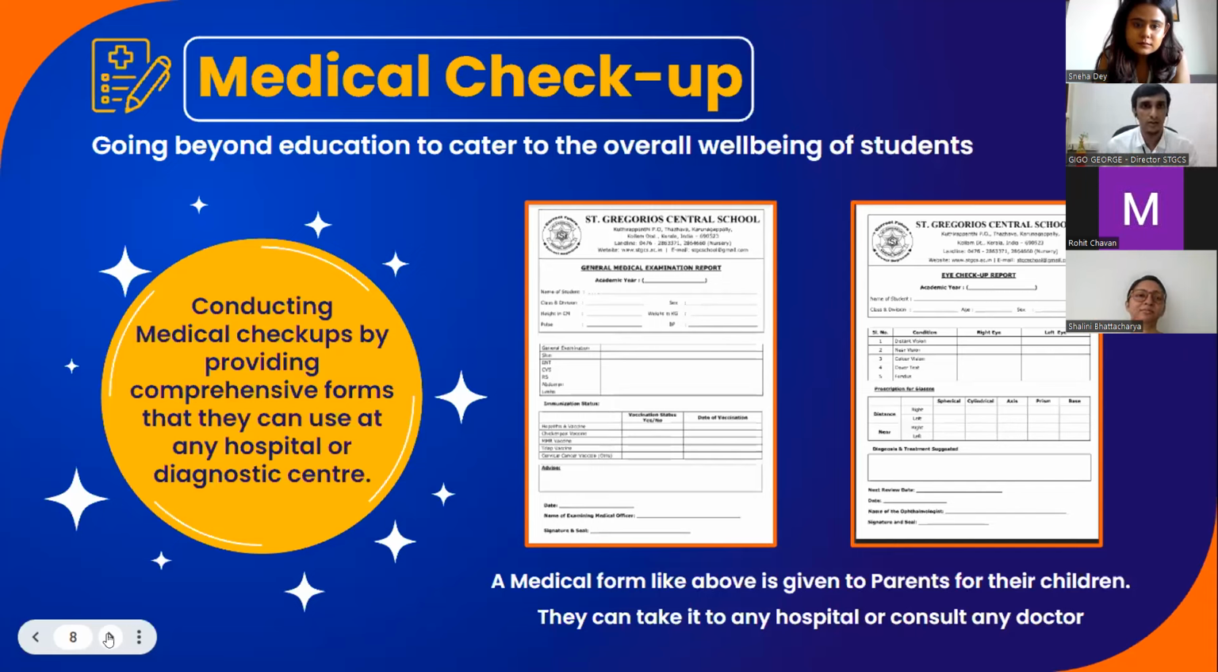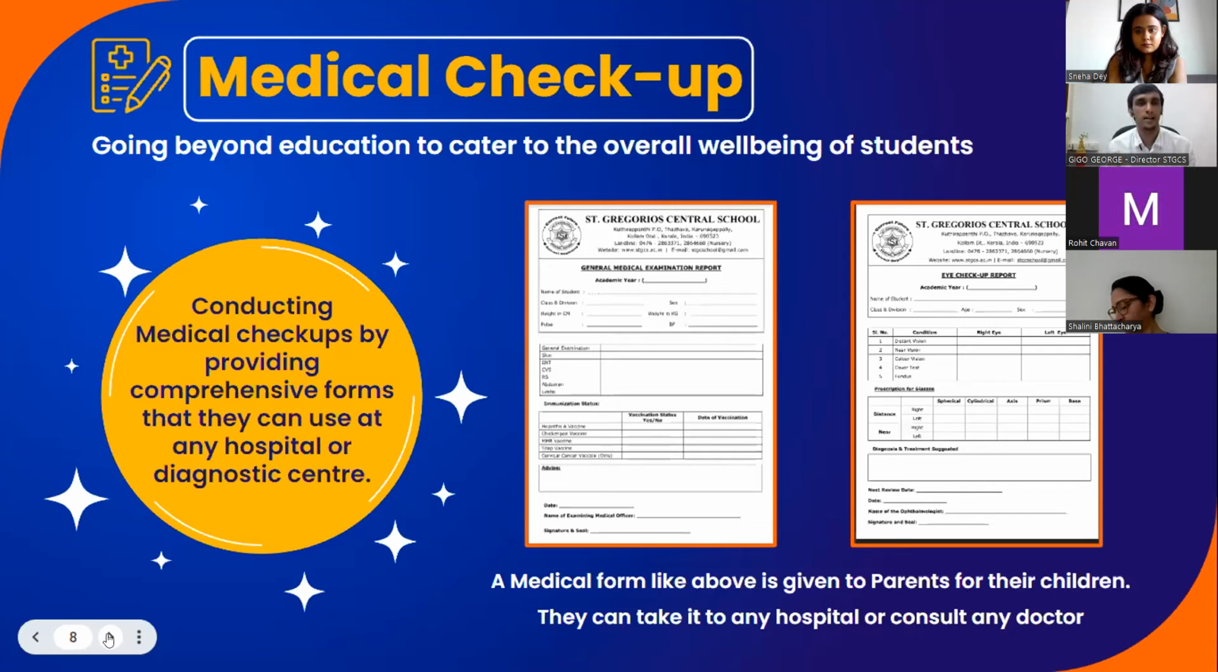And what we do is use the summer vacation. In Kerala, we have summer vacation in April and May. Our academic year is from June to March. Before the summer holidays, we give these three medical forms, printed, to all our 1,300 students from KG to plus two. And within these 2 months of summer holidays, they can consult any doctor they want, a dentist, an ophthalmologist or eye doctor, or a general physician, and they need to get these forms filled.